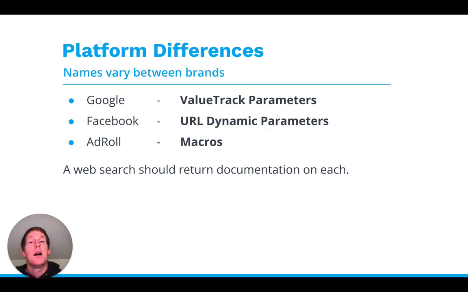This is available on a number of platforms. They have differing names for different platforms though. Google calls them value track parameters. Facebook calls them URL dynamic parameters, and AdRoll calls them macros. Searching into these on the web should return documentation on each if you want to get into the detail, which you probably should before you use them.